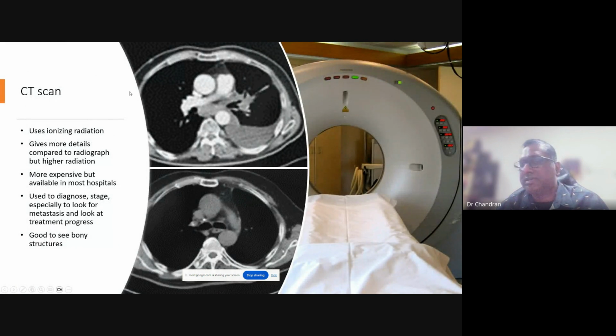CT scan also uses ionizing radiation, but imagine you're taking an X-ray in 360 degrees all around you. And then I combine all these X-rays to form a 3D model of you. That's what CT scan does. You take X-rays in multiple views and use a computer to come up with a 3D model of what you look like. So that's why it's known as computed tomography scan, right? It gives you very good details and is especially good when you want to see bony structures, right?